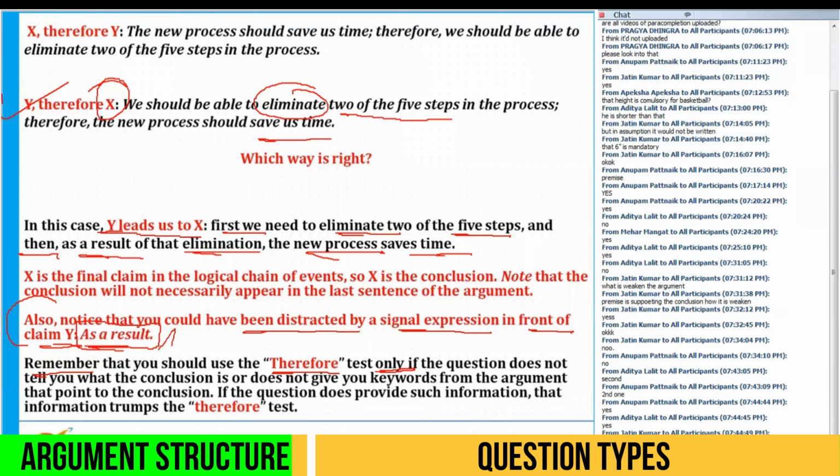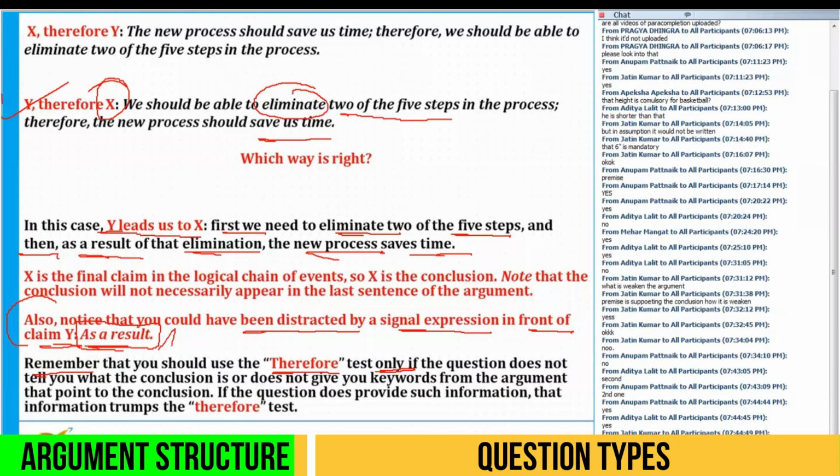This is the basic structure of critical reasoning. Now, critical reasoning, if you understand the basic structure, then it's very simple. Critical reasoning requires no formula. Critical reasoning requires common sense. So, critical reasoning is a test of your common sense.